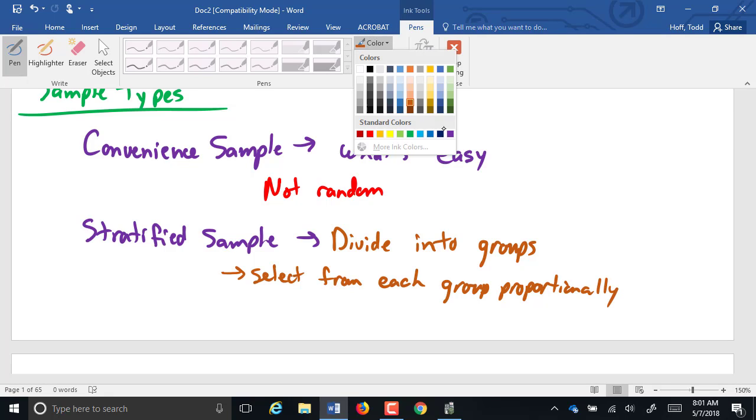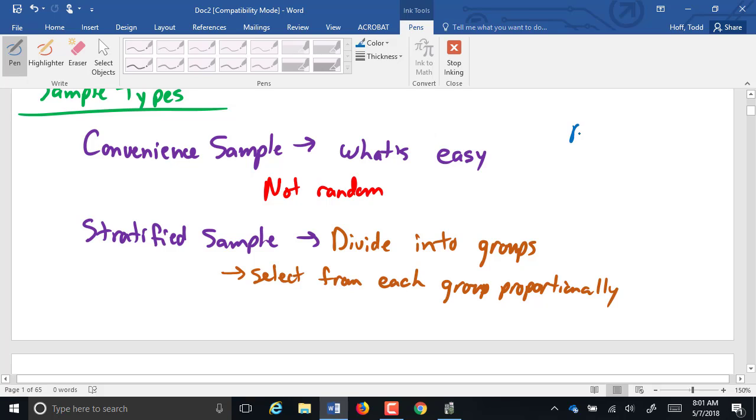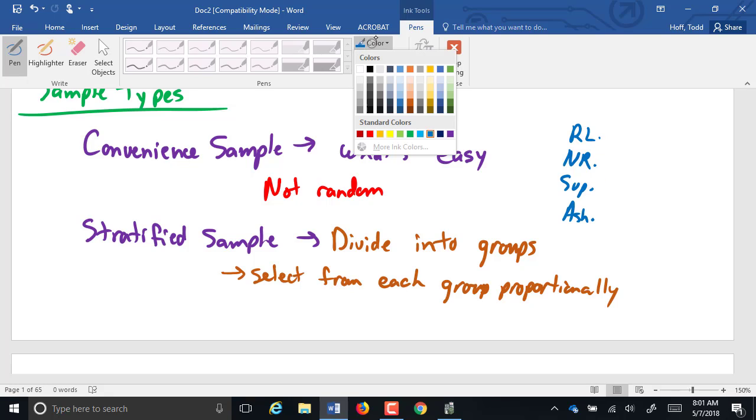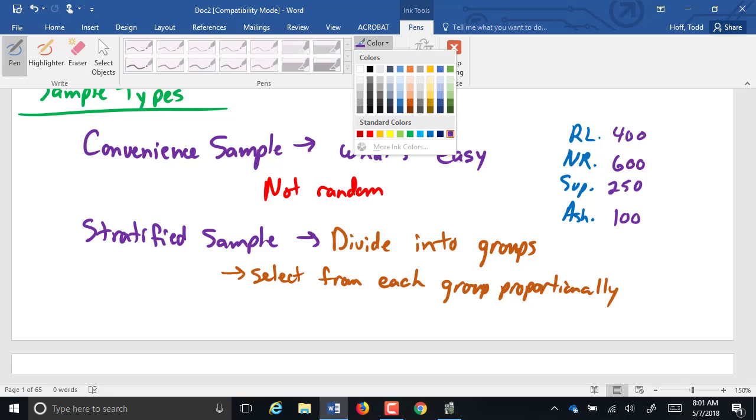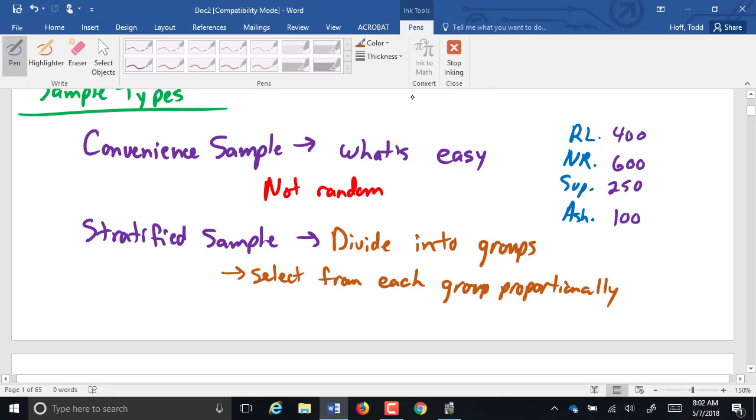So let's say, I'm just going to list the campuses here: Rice Lake, New Richmond, Superior, and Ashland. And let's say that Rice Lake has 400 full-time students, New Richmond has 600, Superior 250, and Ashland 100. That is a total of 1,350 students, right? Well, let's say that what you decide to do is survey 40 from Rice Lake, 60 from New Richmond, 25 from Superior, 10 from Ashland. That's proportional.